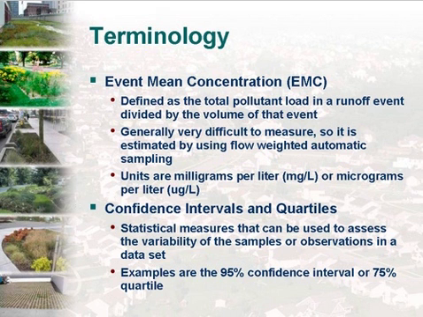Well, of course, it's very difficult to stand there and grab 20 individual samples during that 1 hour time period, which is why we use automated monitoring equipment, as you see from the second bullet. And we typically express EMC values in terms of milligrams per liter or micrograms per liter. And once we've gathered data, moving on to the next point of terminology, and we have sufficient data, we can actually define confidence intervals and quartiles, which are statistical metrics or parameters that can be calculated from a data set that enable us to better understand how well a BMP is performing.